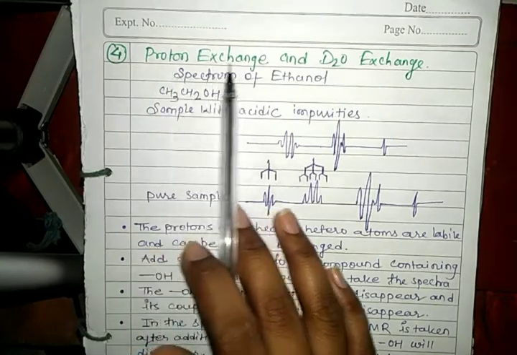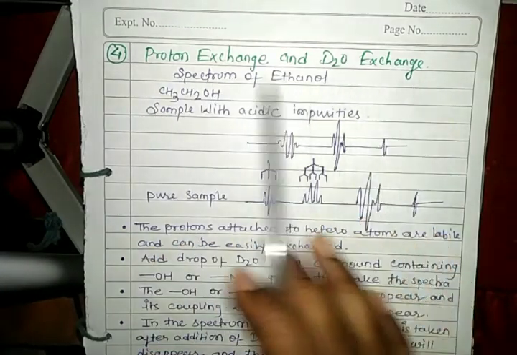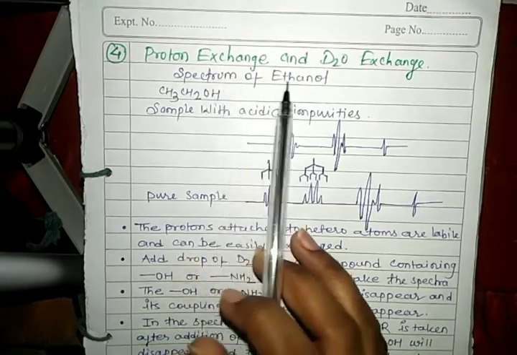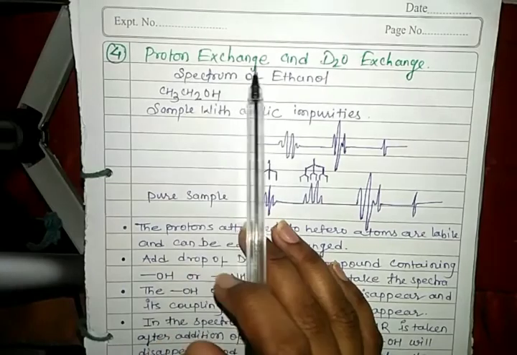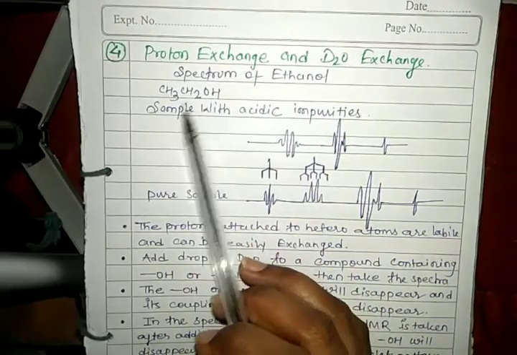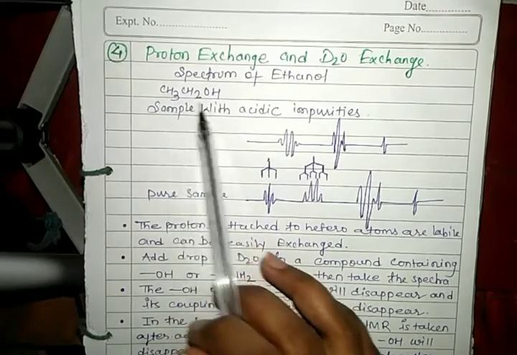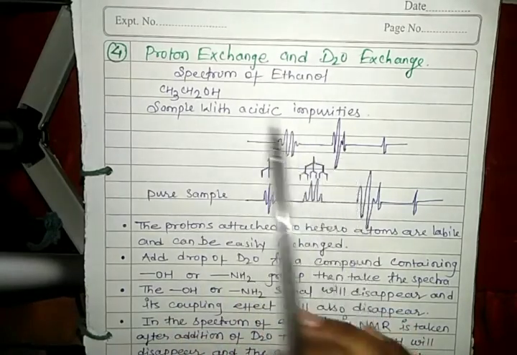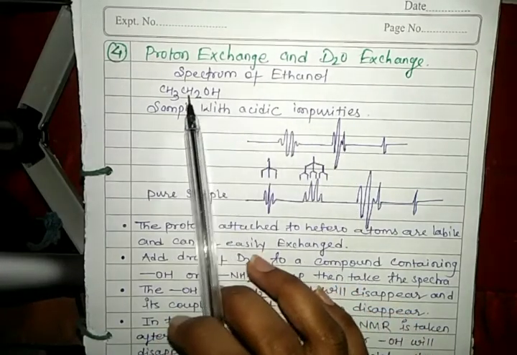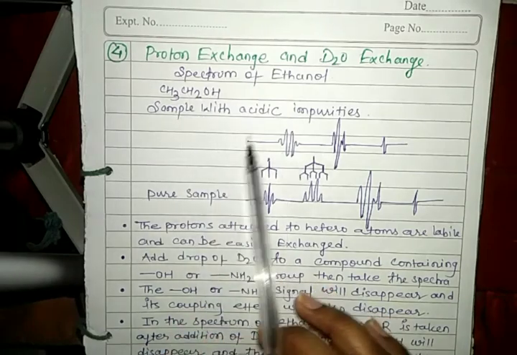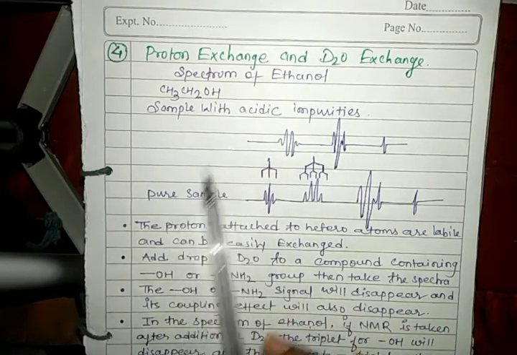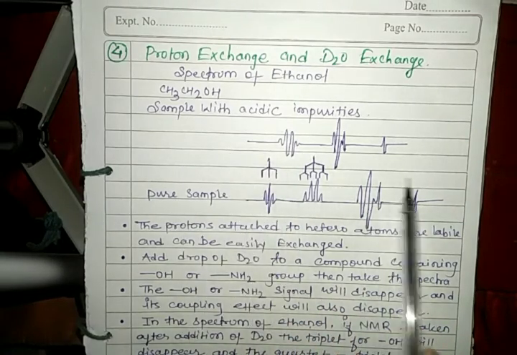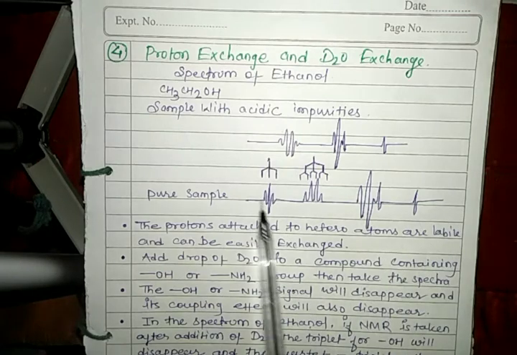Our fourth point, or this is our last point, which is proton exchange and D2O exchange. The spectrum of ethanol, by spectrum of ethanol we see proton exchange or D2O exchange. So this is ethanol sample with acidic impurity. So if we get ethanol with acidic impurity, we get this type of spectra. And with pure sample, if we take NMR spectra, that time we get this type of result.